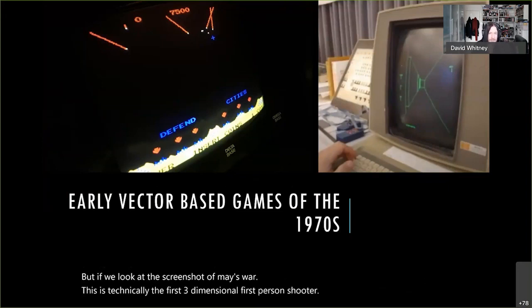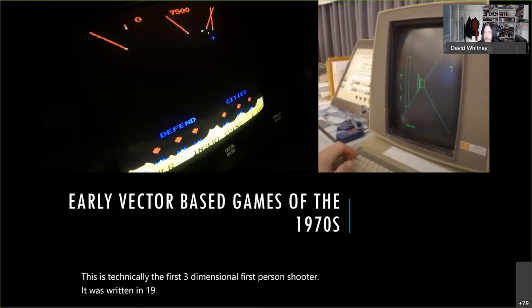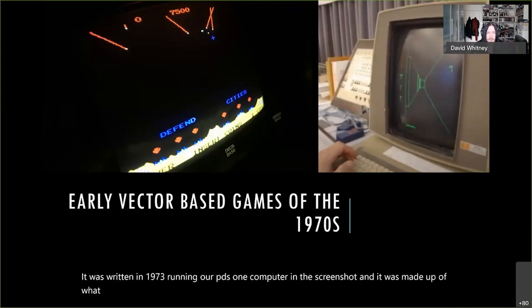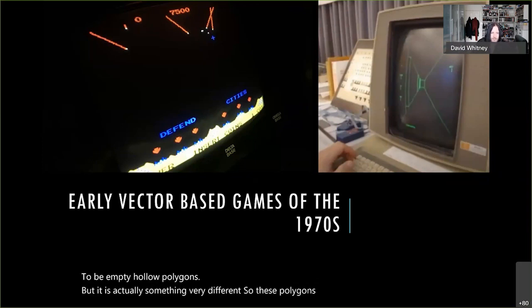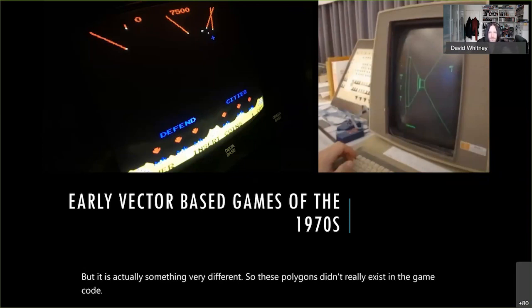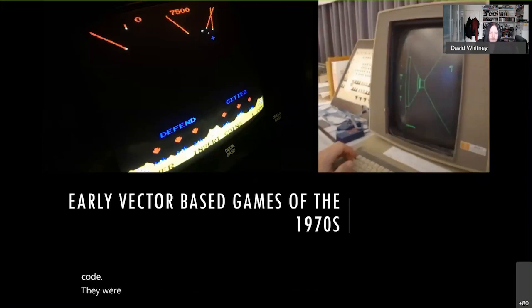It was written in 1973, running on a PDS-1 computer in this screenshot. And it was made up of what appears to be empty, hollow polygons. But it was actually something very, very different. These polygons didn't really exist in the game code. They were the result of line drawing operations on vector monitors.